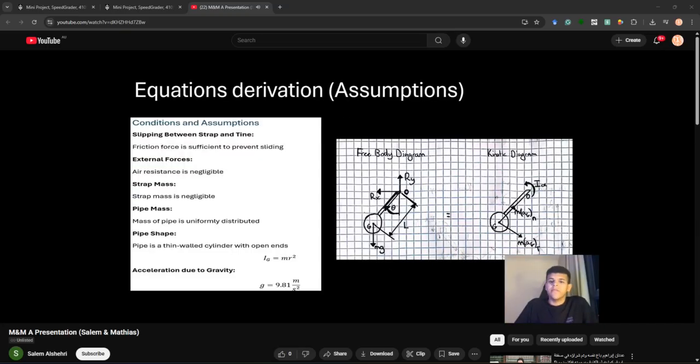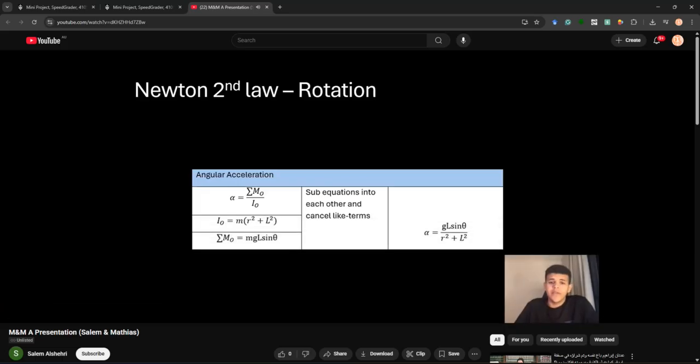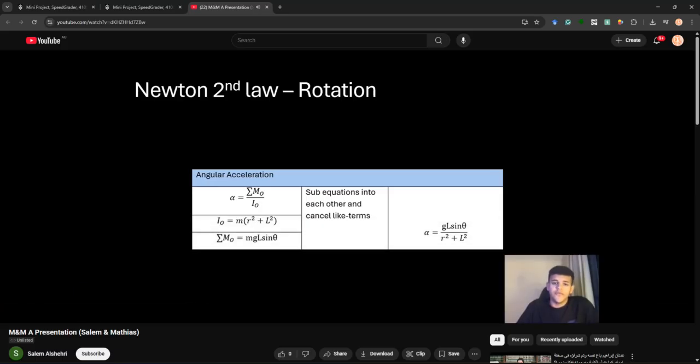In this presentation, I'll explain how we derive the pipe's motion equations. We are using Newton's second law, assuming a thin-walled pipe, no air resistance, and no strap slipping. By applying Newton's second law vertically, we considered both tangential and centripetal components of the pipe's motion. Then we divided the reaction force Ry by 2 to account for each side of the forklift, giving the final equation Fn. For rotation, we use the parallel axis theorem to get the moment of inertia about the pivot point. This led to the angular acceleration formula in terms of gravity and geometry.